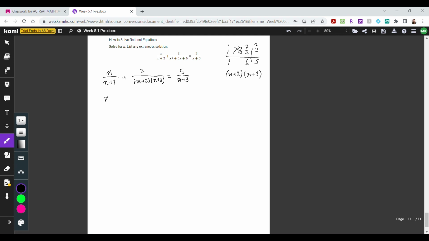All right? So we look at our setup. It's going to look like this. And now I'm going to distribute everything as necessary to give me x squared plus 3x over, again, I'm just going to leave this in factored form.